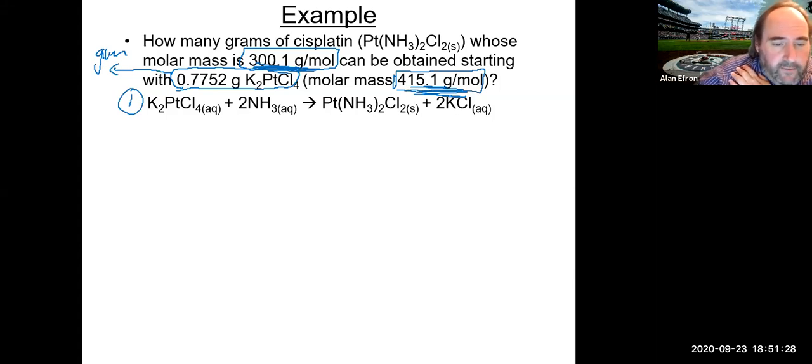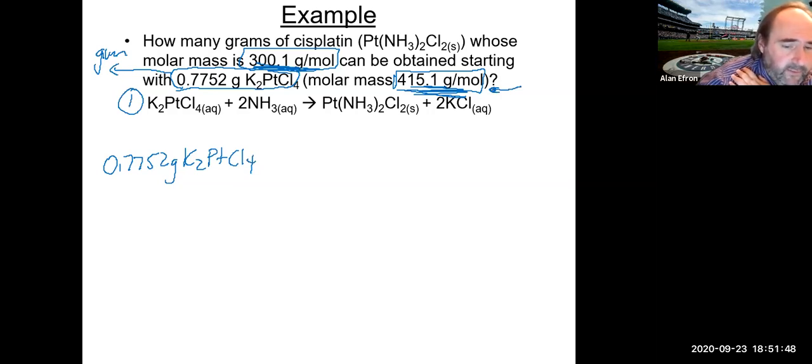So we're going to start with 0.7752 grams of K2PtCl4. And here we're going to use the molar mass, which they were kind enough to give us. If they weren't, you would go to the periodic table and add it up like we did with all the rest of them. We're just doing a conversion here, getting rid of the grams. So on the bottom goes 415.1 grams per mole of our K2PtCl4.